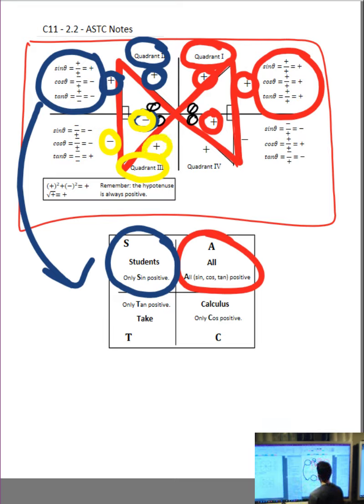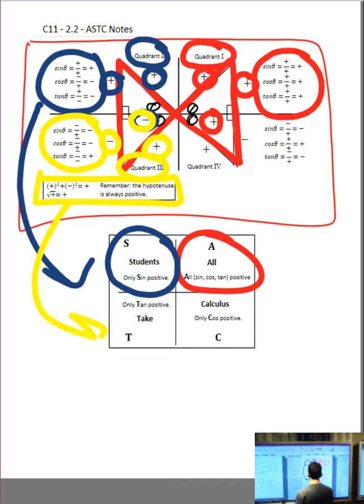If you want to know why the hypotenuse is always positive, do Pythag. The last step is square rooting. The answer has to be positive, therefore. And off to the left, sine is therefore negative, cos is therefore negative, and tan is positive. Only tan is positive in the T quadrant.